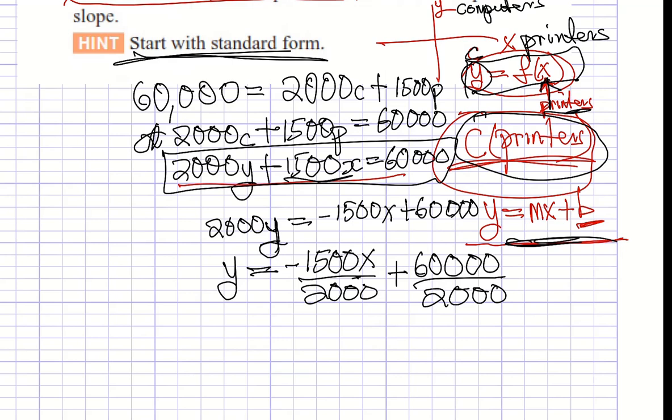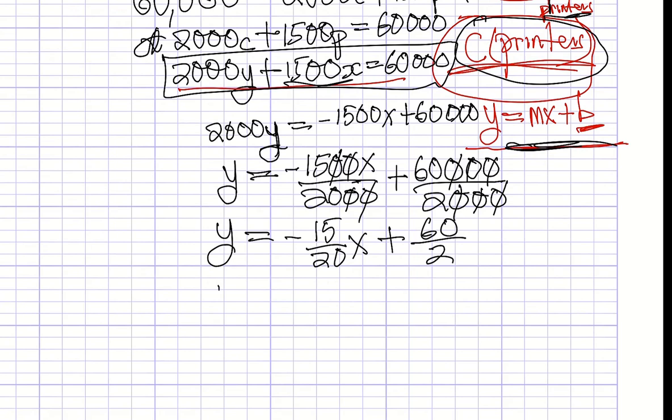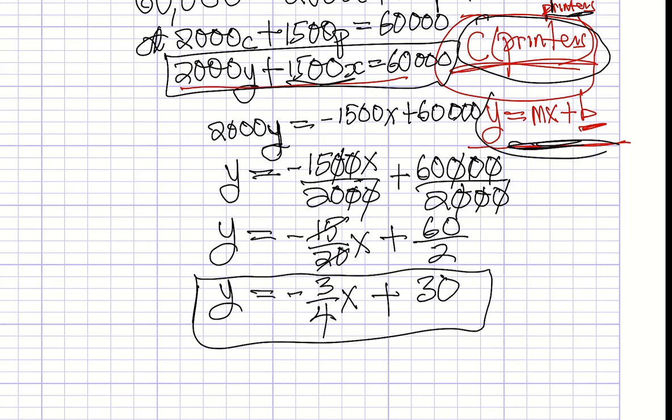What do you get? You cross these things out: 2 zeros, another 0. So you get minus 15 over 20 x plus 60 over 2. Okay, so you simplify. What do you get? Minus 3 over 4 x plus, 2 going into 60, we get 30. See, that's what we're looking for. That's it right there. It's in that form now.